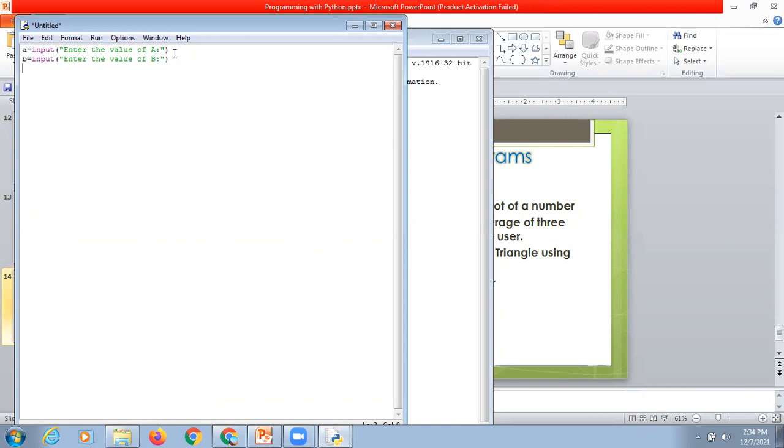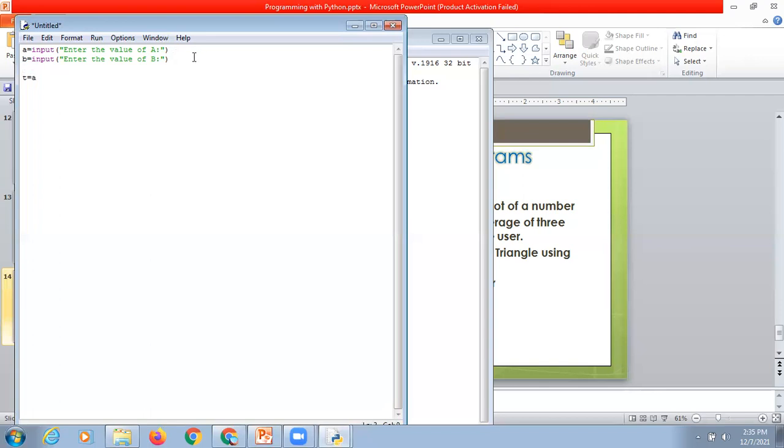Right? Now we have to write a program for the swapping of the variables, meaning the value which is stored in A, we have to shift that value to B, and the value which is stored in B, we have to shift that value into A. So for shifting these values, we require a temporary variable. You can declare the temporary variable with any name. So I am taking T for temporary, T equals to A.